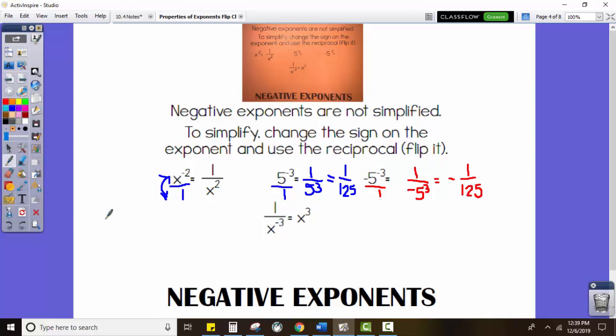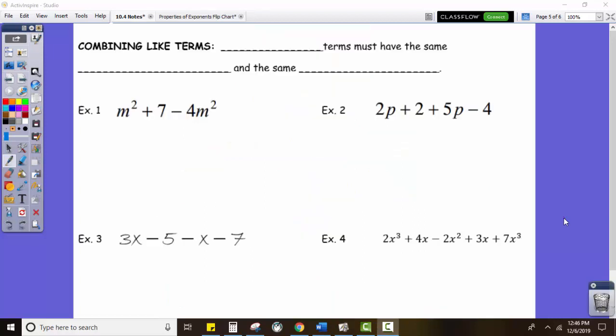And then the last one has been done for us. If you start with 1 divided by x to the negative third, you're going to flip that. So x to the third is now in the numerator, and in the denominator would be 1. But when I simplify, it just equals x to the third.